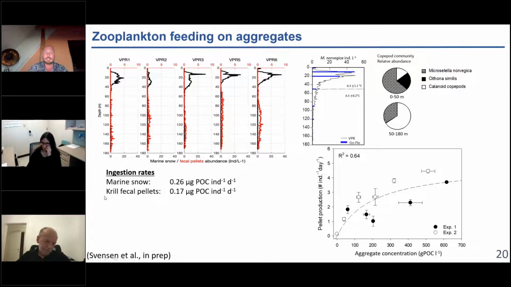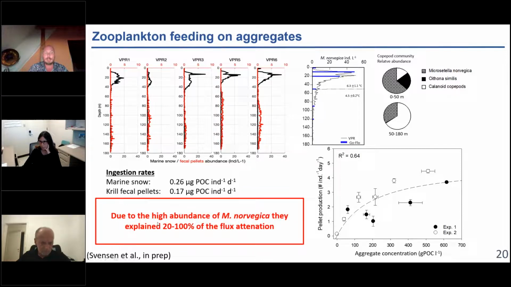But considering the abundance of these, it actually made up a huge amount of the degradation of the aggregates. And then we did the same with krill fecal pellets. It was a bit lower, but again, they were actually effectively feeding on these particles. And basically, due to this high abundance, we could explain 20 to 100% of the flux attenuation just by Microcetella. Put that together with the 66% of the Calanus and Pseudocalanus, it really seems like copepods are quite important for flux attenuation in the Arctic.